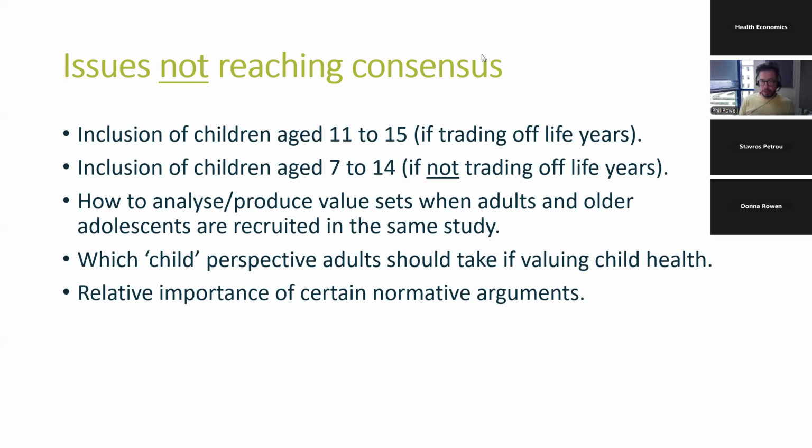and analyze them. So if we involve 16 to 17-year-olds and adults in the samples, should we produce a combined value set with everyone's preferences in? Should we produce an adolescent one and an adult one? There wasn't really consensus around that. As I mentioned, there wasn't consensus around which child perspective adults should take when they're valuing child health, who they should think about when they're doing so.